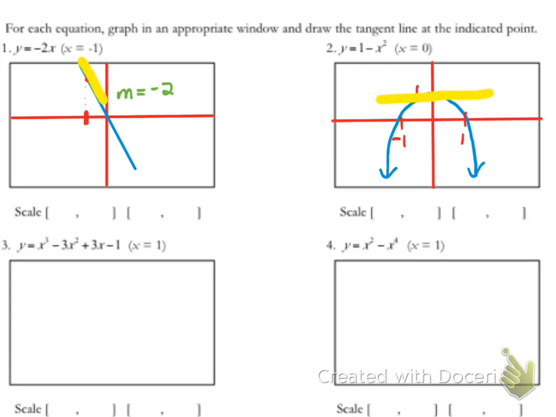Okay, going to the next one. So I'm going to label those in here. M equals -2, M equals 0, kind of eyeball type things. You can totally do those.